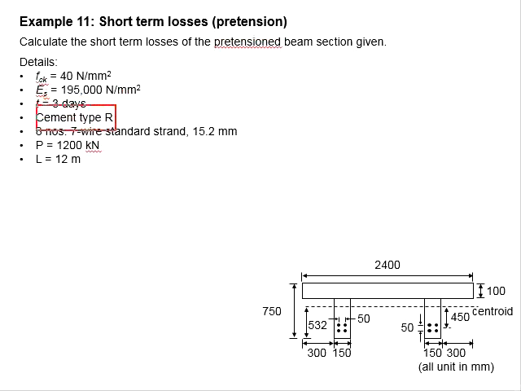Cement type R. Number of 7-wire standard strands, 15.2 mm diameter. Total pre-stressing force is equal to 1200 kN. The eccentricity of the centroid will be 450 mm, and the beam has an effective span of 12 meters. You may pause the video for a while to work out the solution.